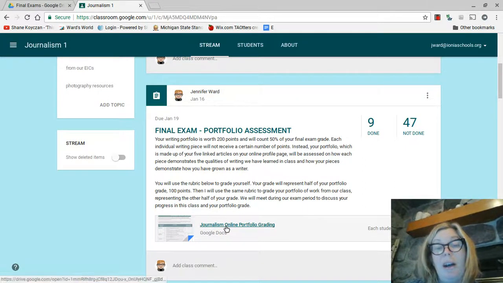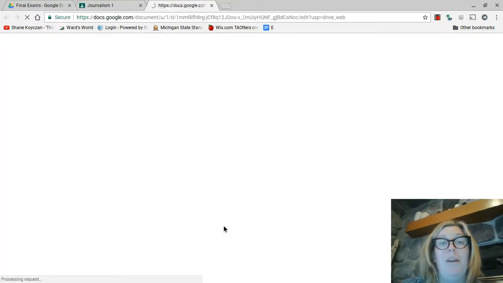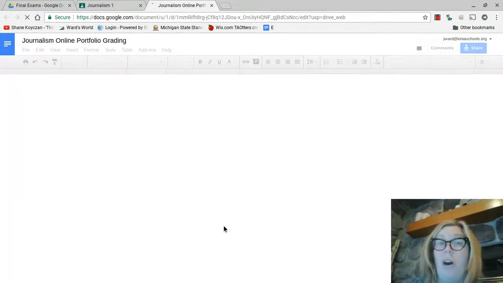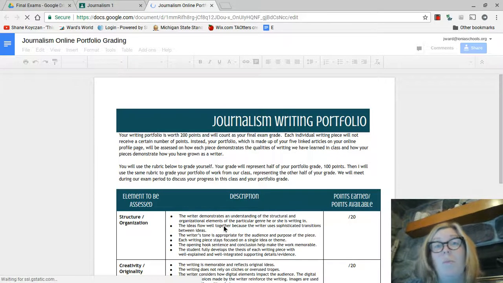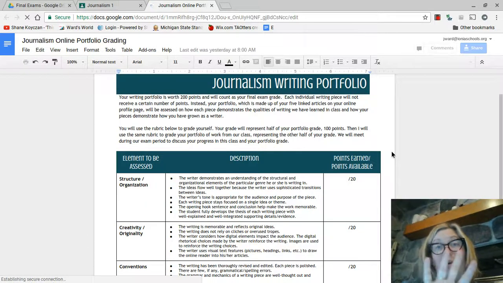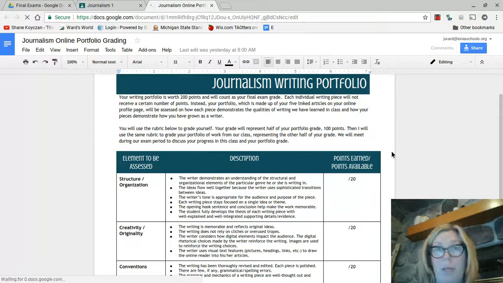So when you click on the link for the Journalism Online Portfolio Grading, it's going to bring up a grading rubric just for you. It's going to auto put your name already on it. And then you're going to read through the directions. It'll give you the criteria in which you're going to self-assess your own writing. So what I want you to do is take a look at your 5 required pieces and think about your writing as a whole. Don't grade each individual piece, but think about your writing as a whole.